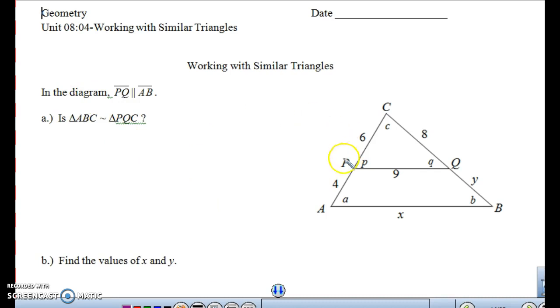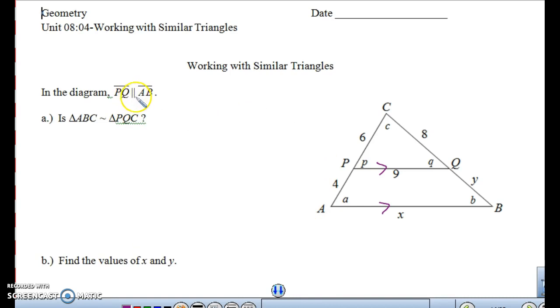In the diagram, we have PQ is parallel to AB. So this segment PQ is parallel to AB. What I want to know is if the big triangle ABC, which is right here, is similar to PQC, which is this triangle right here. So the small triangle inside the big triangle. Are they similar? Well, what's the simplest way to prove similar? Probably use angle-angle. Let's see if we can prove angle-angle.